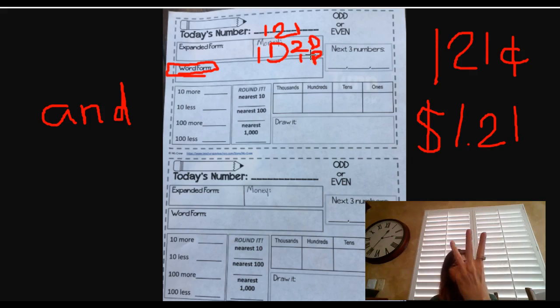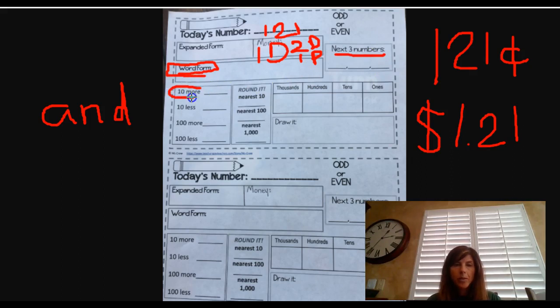5, 10, 15, 20, 4 nickels, and 1 penny. So what are the ways to make the number of the day? Okay, the next three numbers from 121: 122, 123, 124. I think everyone has gotten that.